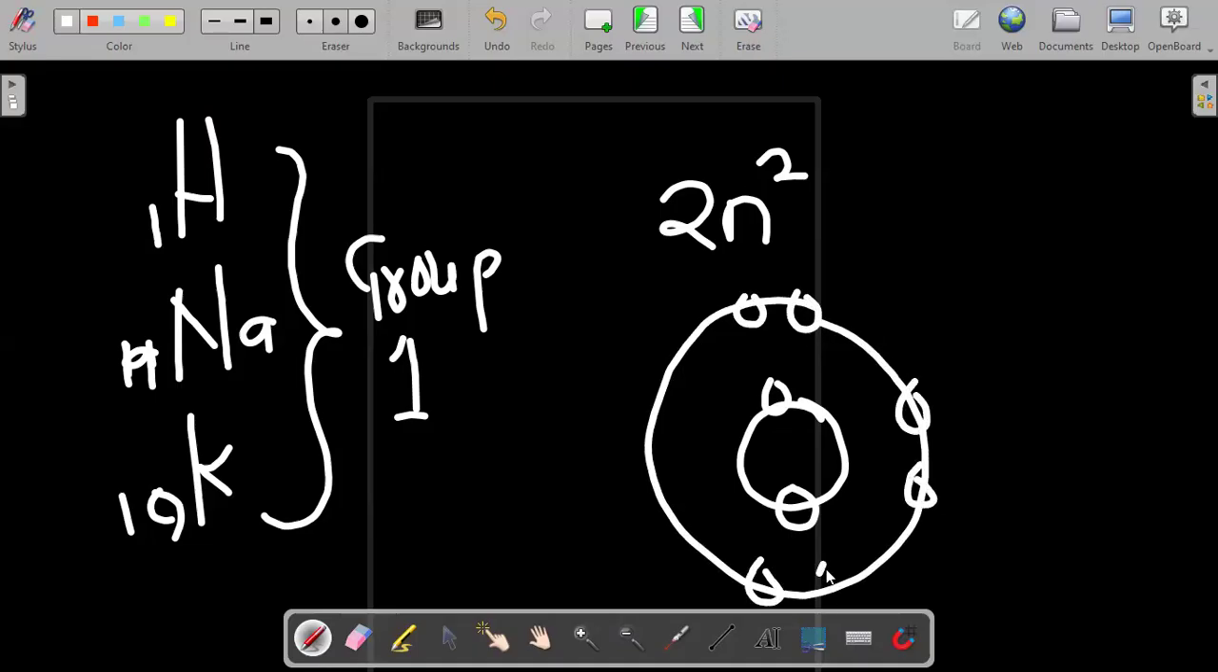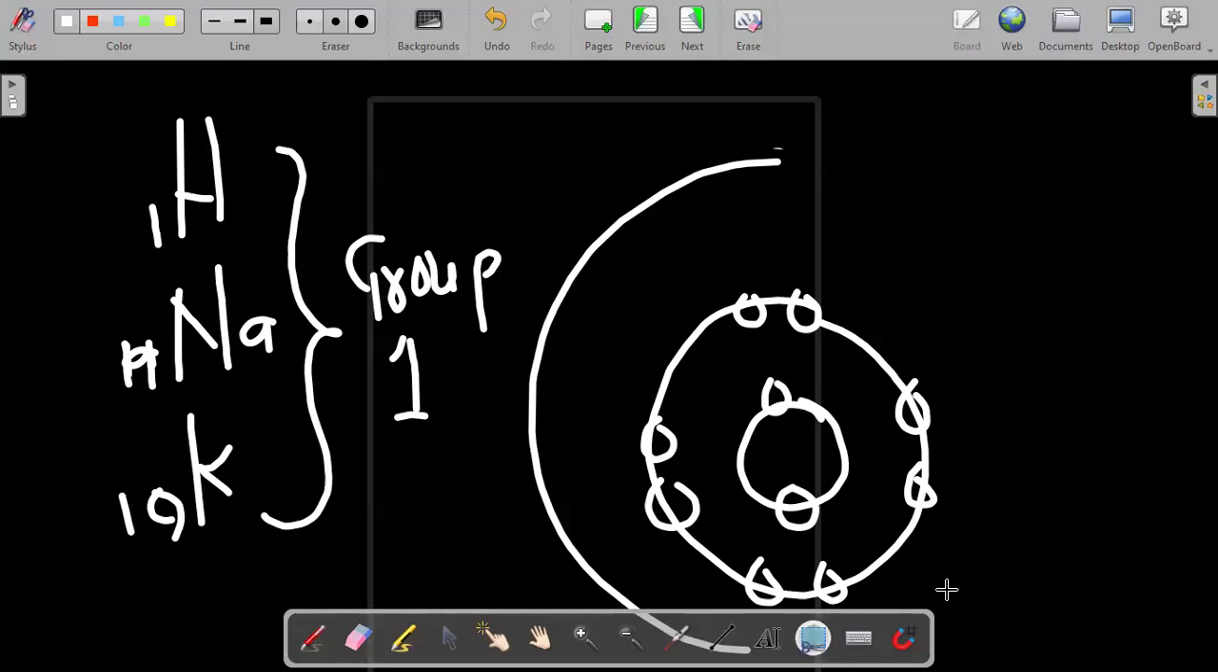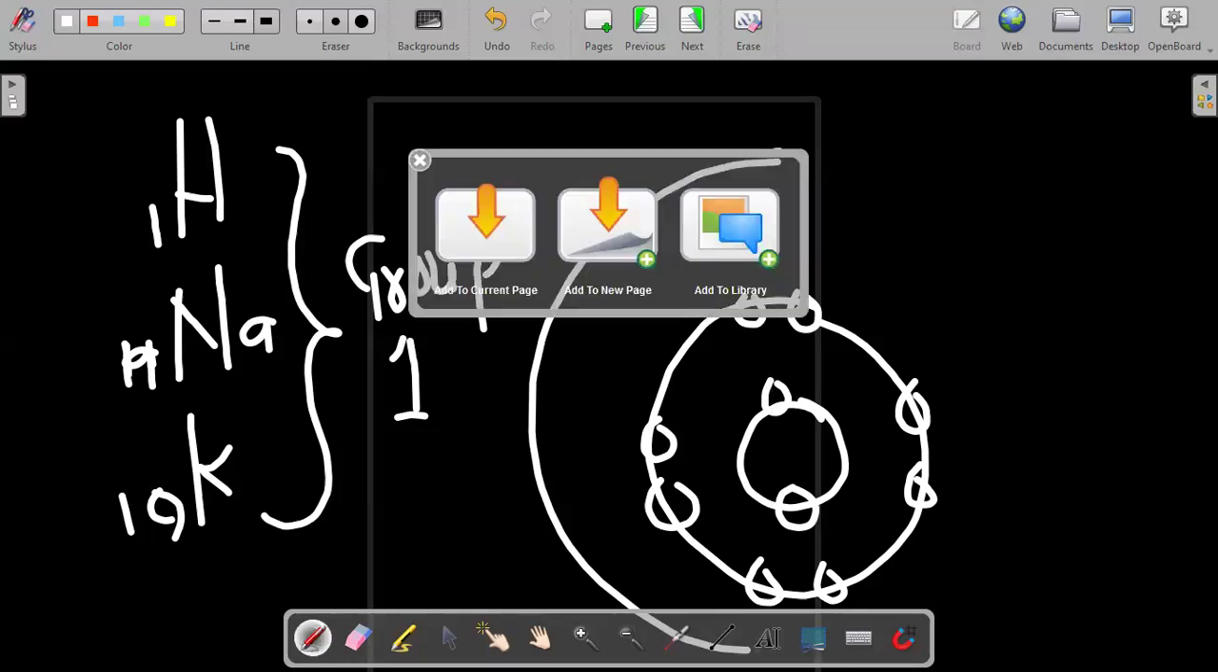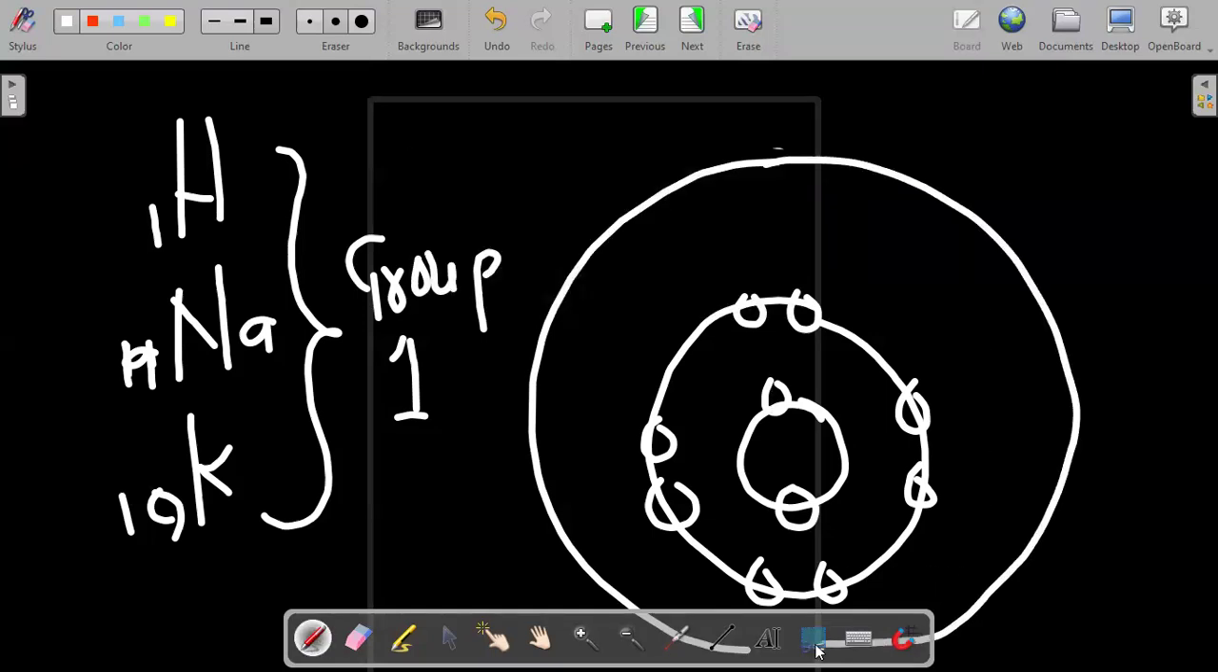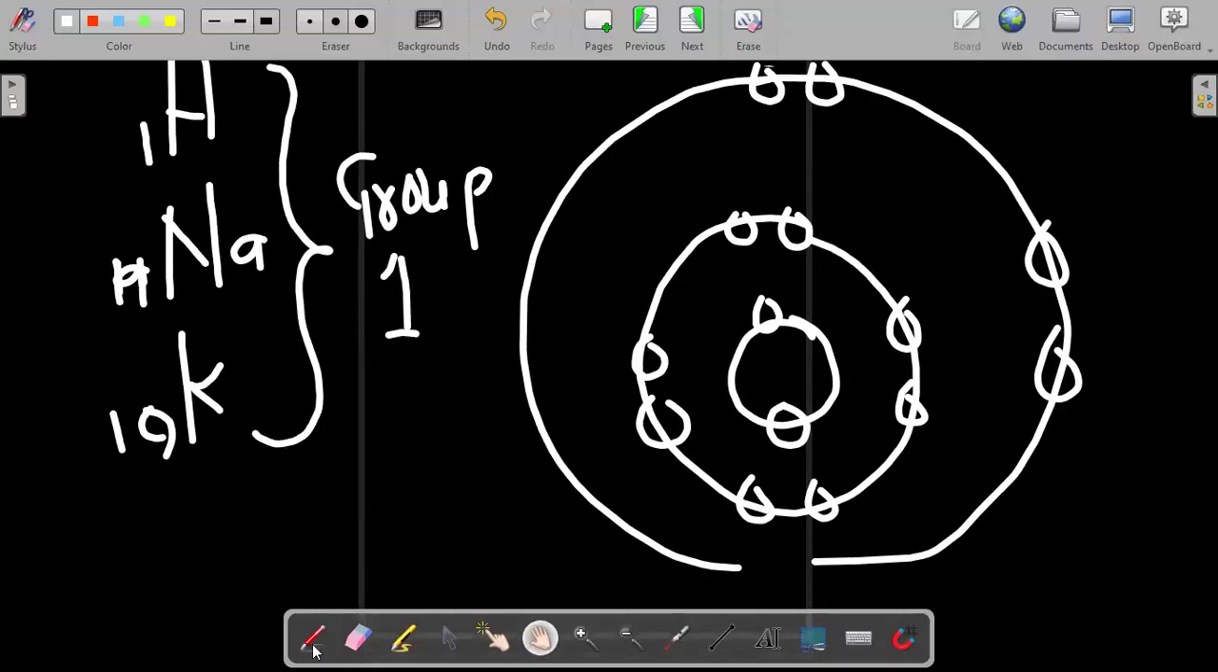Maybe I'll find time to explain this one another time. Let me just give you the concepts. Then the third shell must also be 8 electrons. So this is how electrons are arranged around a shell.